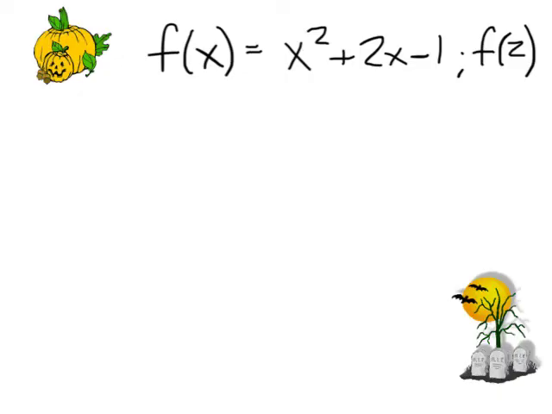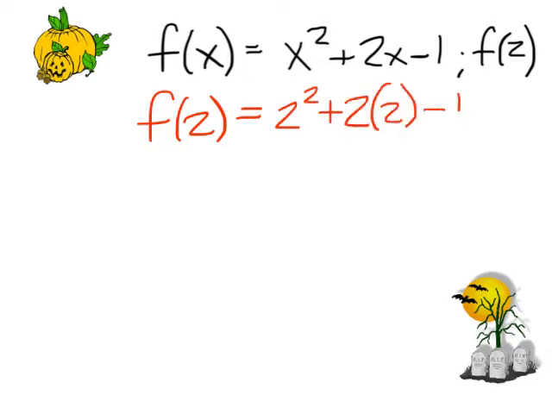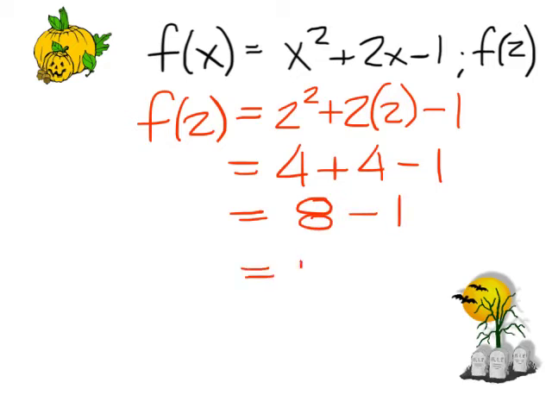Example number 3. F of x equals x squared plus 2x minus 1. We have to find f of 2. So that would be 2 squared plus 2 times 2 minus 1. That is 4 plus 4 minus 1, which is 8 minus 1. So the final answer will be 7.